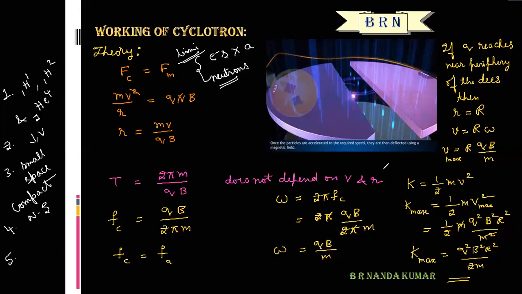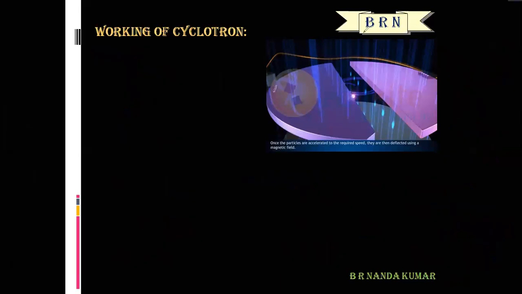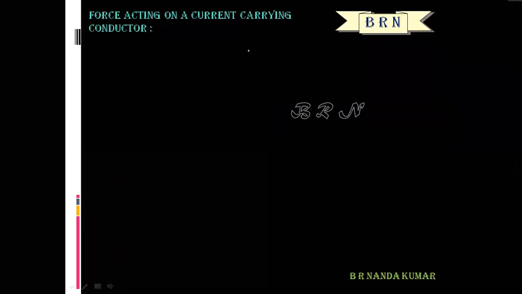Okay, so this is about the meaning, principle, construction, working, limitations, that is also called drawbacks, and merits, uses, advantages of cyclotron. Okay, the next very important concept, that is force acting on a current carrying conductor. Force acting on a current carrying conductor in the presence of magnetic field.